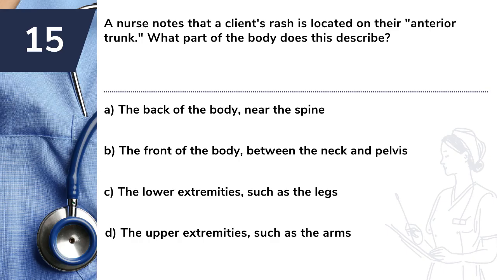Question 15. A nurse notes that a client's rash is located on their anterior trunk. What part of the body does this describe? A. The back of the body, near the spine. B. The front of the body, between the neck and pelvis. C. The lower extremities, such as the legs. D. The upper extremities, such as the arms.